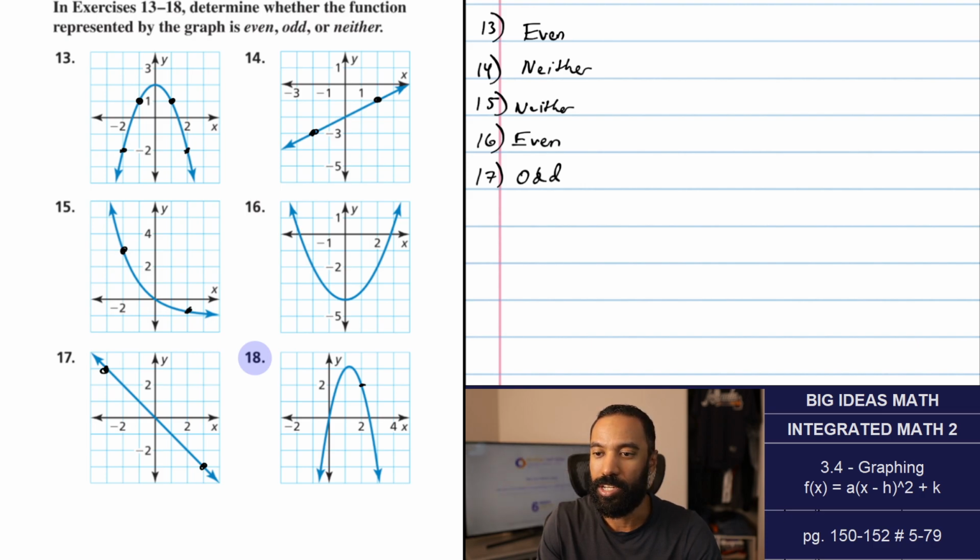This is just a nothing burger. Number 18 is a nothing burger. I was going to say nothing, neither.